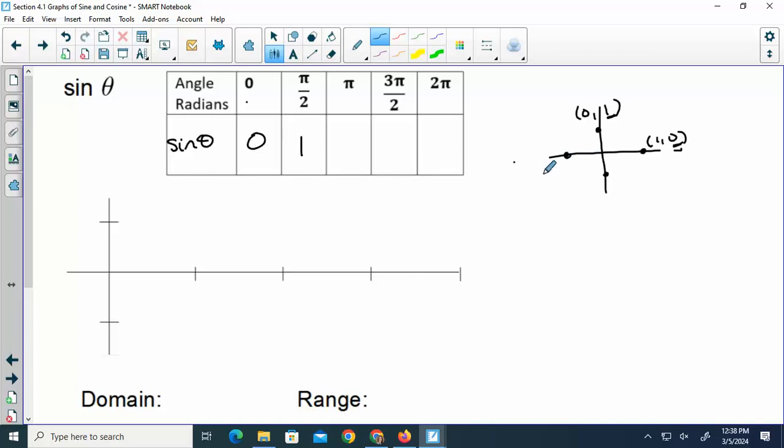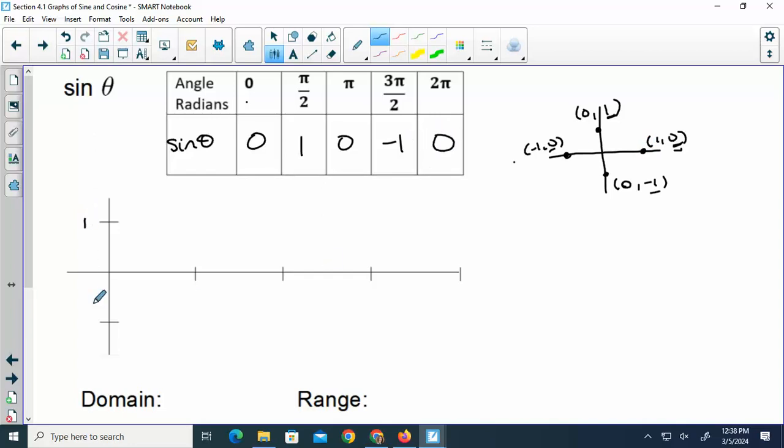At pi, that's here. What's this point on the unit circle? So sine is 0. This point is, so sine of 2 pi. Where's that? Back at 0. Back at 0. So we have 0.